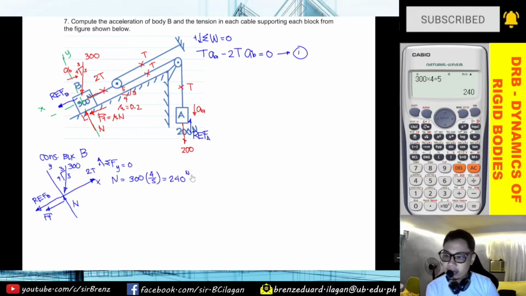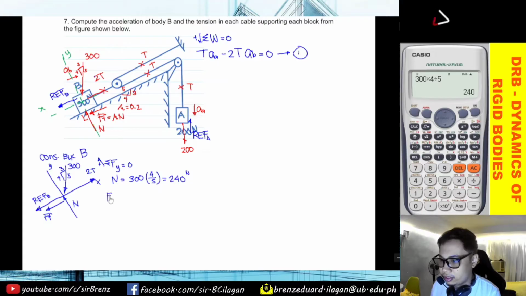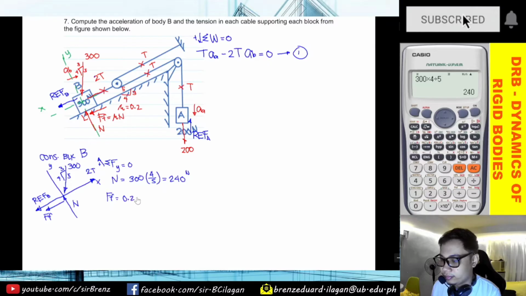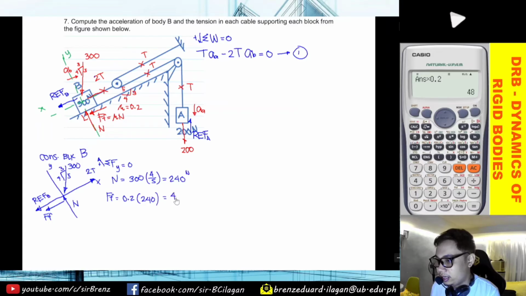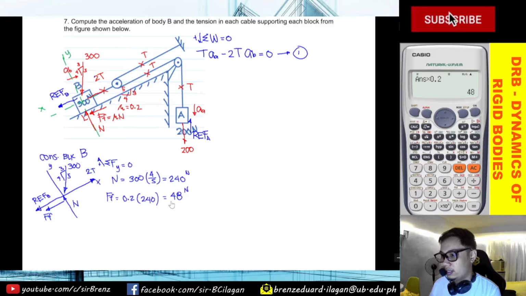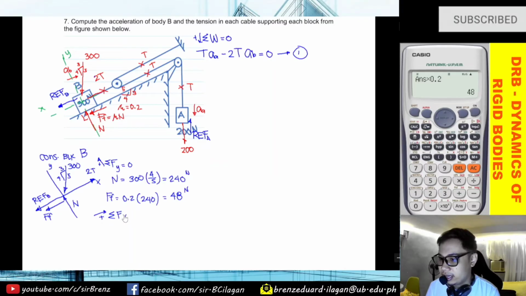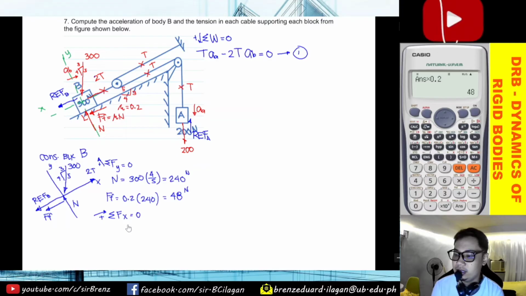So since meron na tayong value ng normal force, we can now solve for the frictional force. So again, the frictional force is just equivalent to mu, 0.2, times 240. So that is equivalent lang sa 48 Newton. Alright, so since meron na tayong frictional force, we can now take summation of forces X. So ang gawin na lang natin in this direction, ayan. So take summation of forces X is equals to 0.